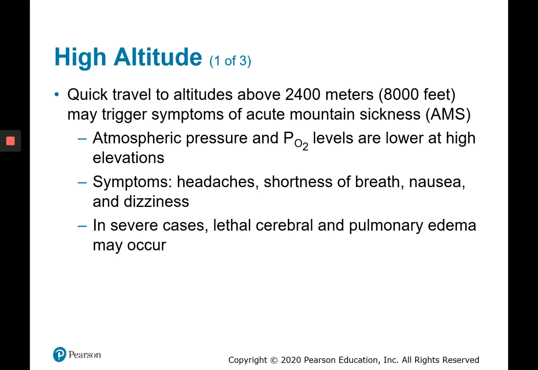Next, we want to start to look at some homeostatic imbalances or some clinical aspects to changes in altitude or disorders that can affect the respiratory system. So first, we'll just look at a change in altitude. If you quickly travel from a low to a high altitude, so say suddenly above 2,400 meters or 8,000 feet, this could trigger symptoms called acute mountain sickness or AMS.